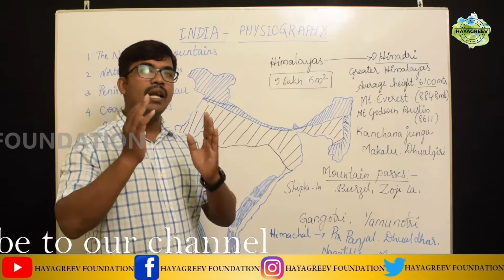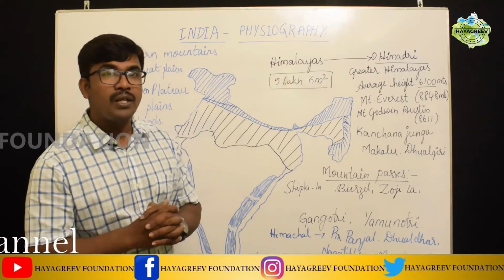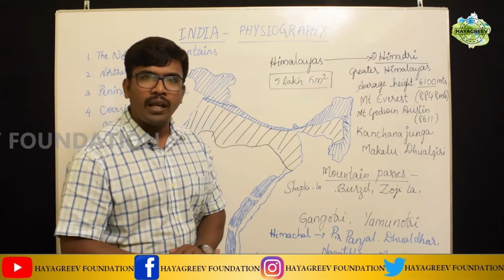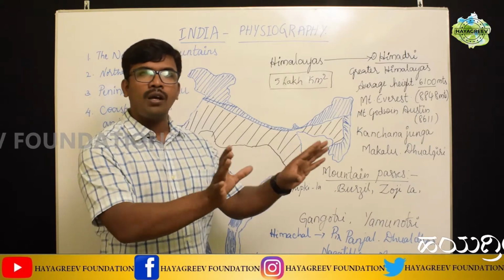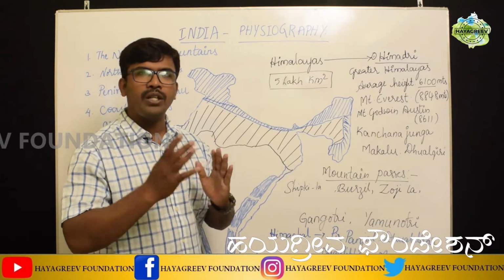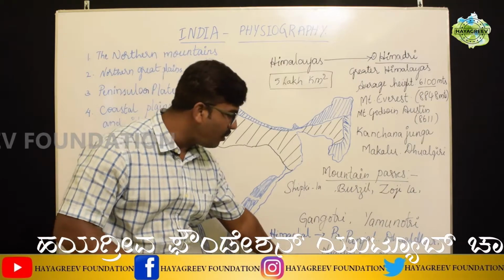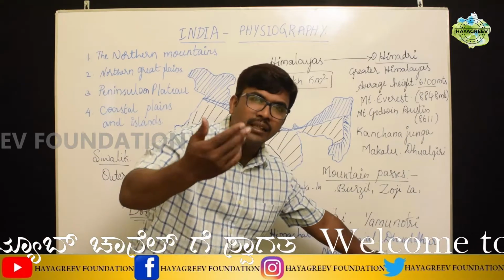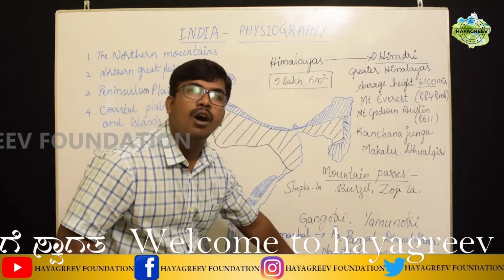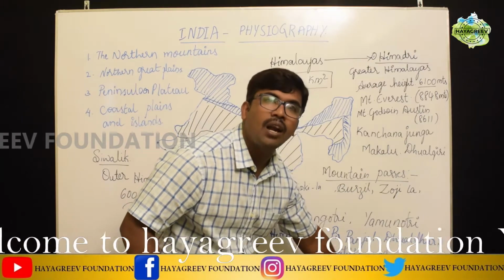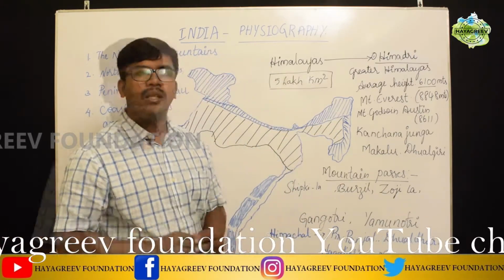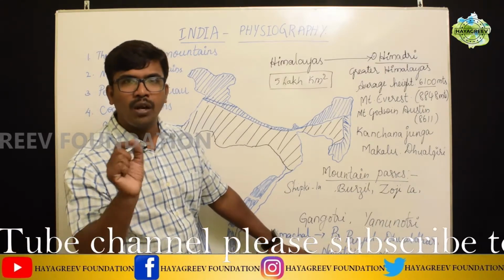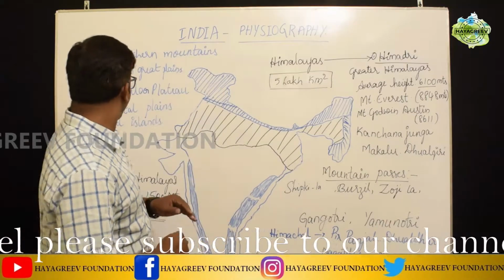Then some hill stations are also found in the Himachal. For that I can give a code: Shimunada RC. Shi means Shimla, Mu means Mussoorie, Na means Nainital, Da means Darjeeling, R means Ranikhet, and then Chakrata. This is the code for the hill stations of Himachal, Shimunada RC. Then let us go to Sivalik.